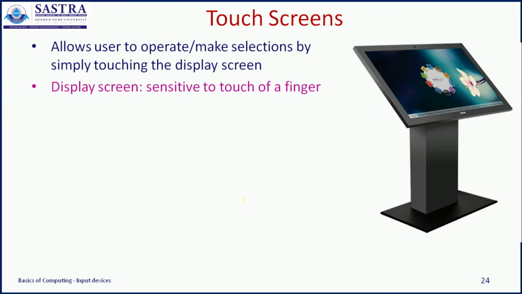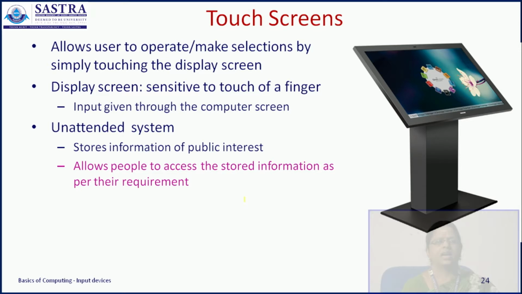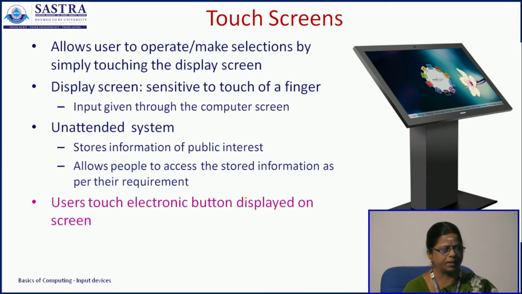Next is the touch screen. It allows us to operate or make selections by simply touching the display screen. The display screen is sensitive to the touch of a finger. The input is given through the computer screen. These are all unattended systems, in the sense that they store information of public interest, wherein it allows people to access the stored information as per their requirement.